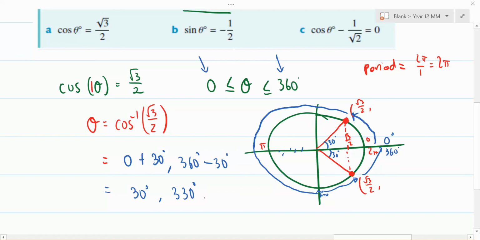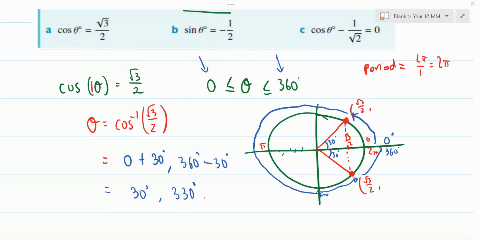So what does this mean? What does it mean when you have these answers? It just means you found out cos of what angles will give you root 3 on 2. So if I type in the CAS cos of 30 degrees, it should give me root 3 on 2. Okay? And the same thing with 330, it should give me the same answer as well.